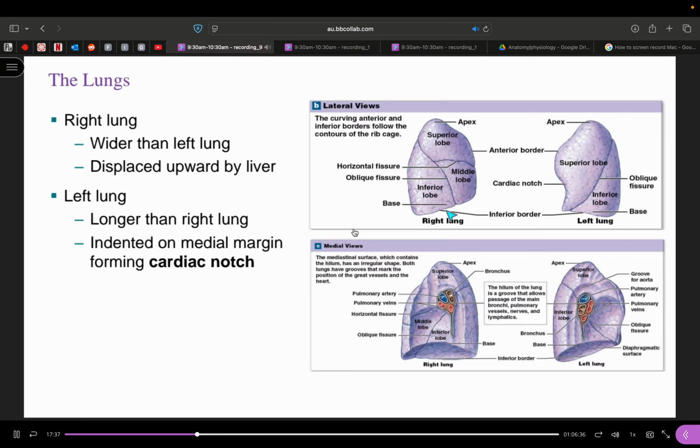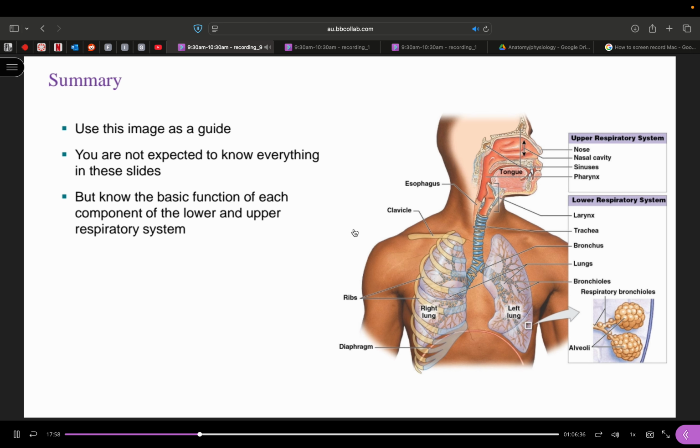The left lung over here also is indented on its medial area, which forms what we refer to as the cardiac notch. The cardiac notch is a really important part because that's where you're going to have the connection which forms the connection for the cardiovascular system. This is a really good image to use as your summary.